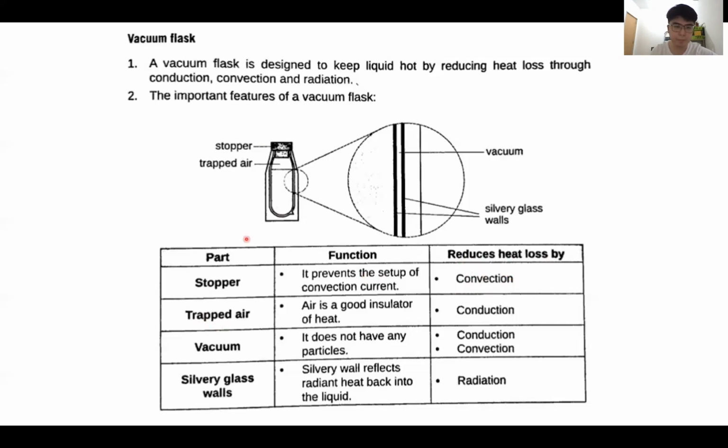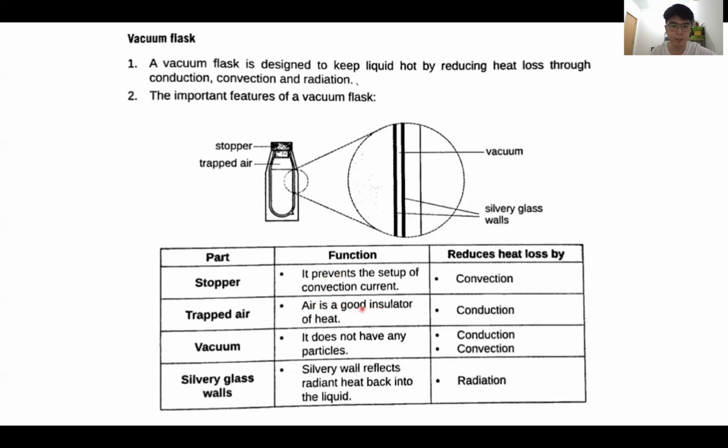And then trapped air. Now trapped air, you see, it separates the lid from the water. It prevents the water from touching the lid. So that reduces heat loss by conduction. There's no contact, so no conduction happens here. And plus, air is a very good insulator of heat.